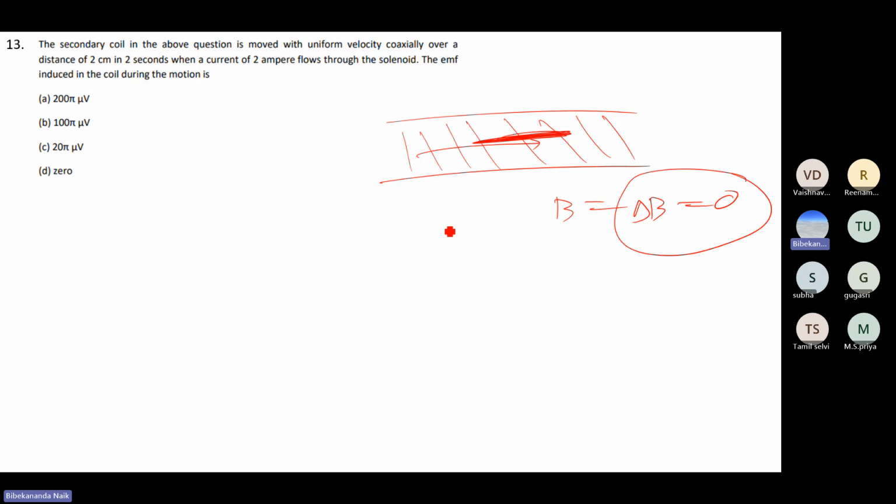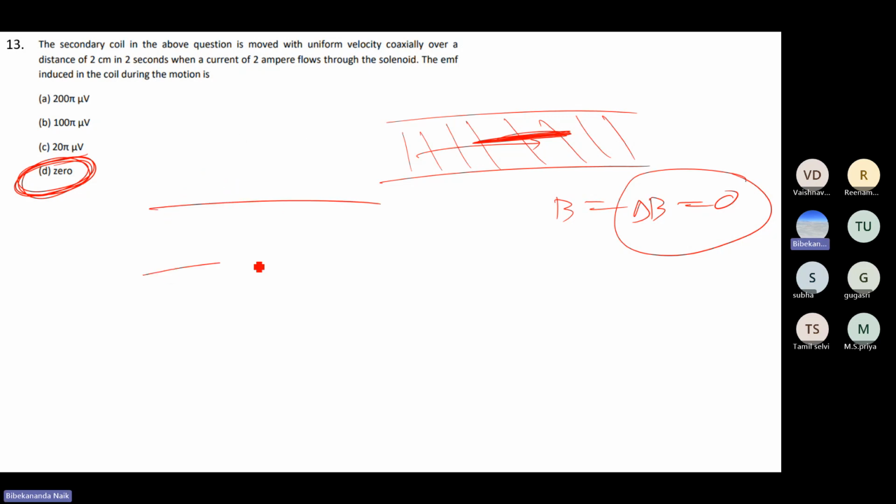Since the change in magnetic field is 0, the rate of change of the flux will again be 0. Since the flux is the same, there will be no induced EMF in the coil. So the induced EMF in the coil will be 0. I will explain it to you again.